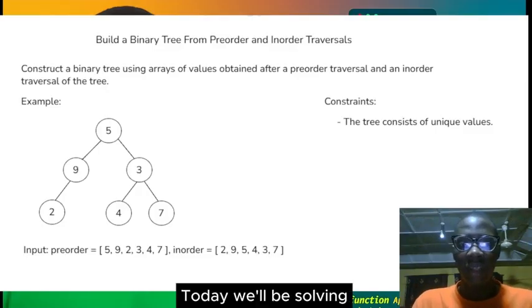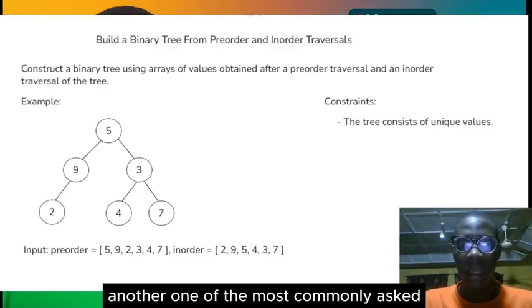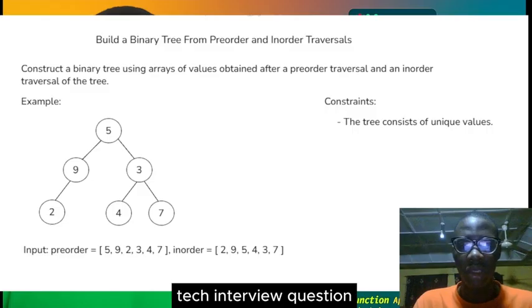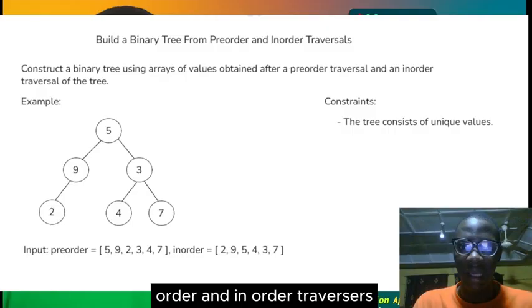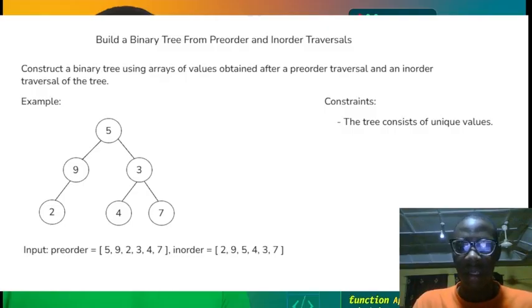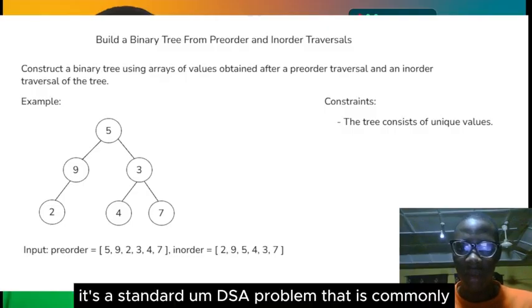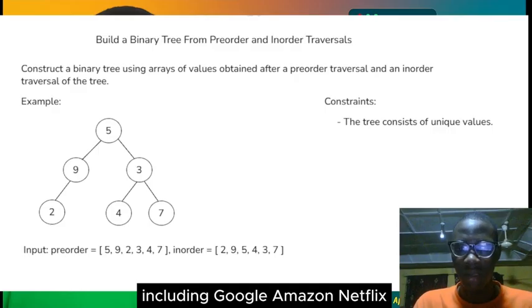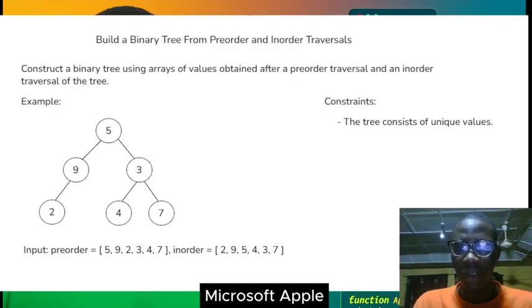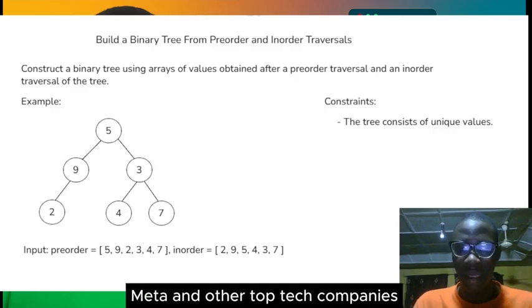Today we'll be solving another one of the most commonly asked tech interview questions: build a binary tree from preorder and inorder traversals. It's a standard DSA problem that is commonly asked by top tech companies including Google, Amazon, Netflix, Microsoft, Apple, Meta, and other top tech companies.